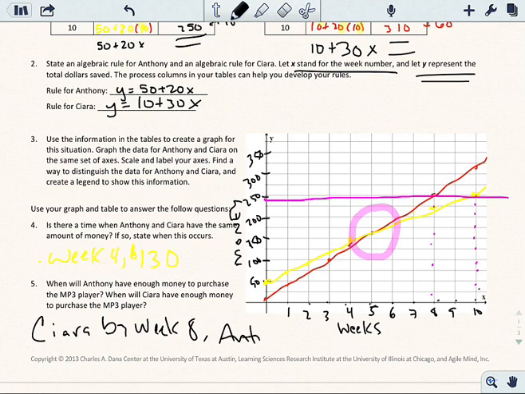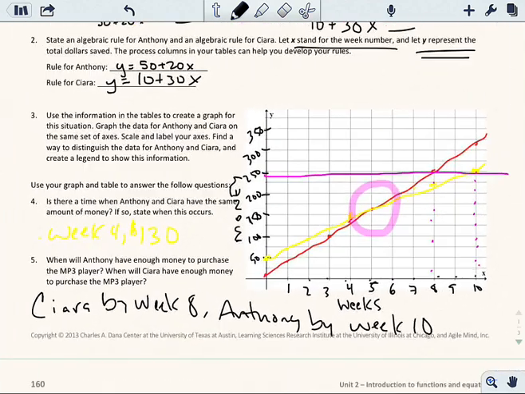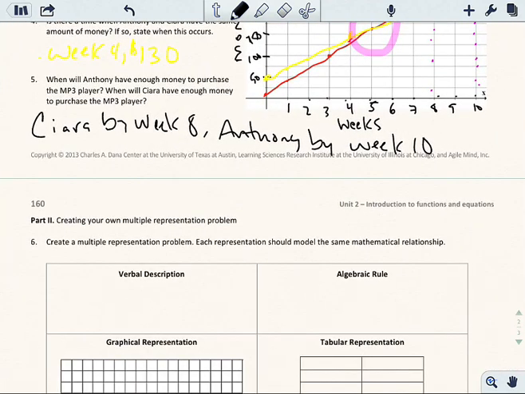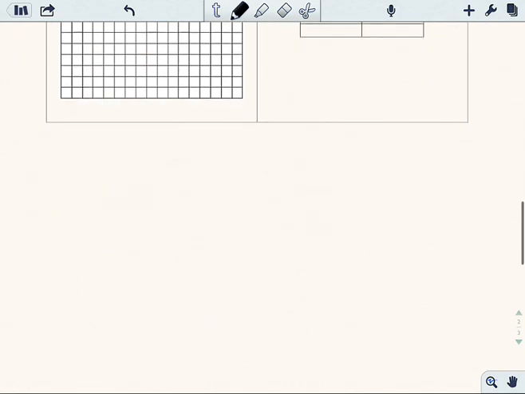And Anthony by week 10. Can you imagine being that dude's brother and she has her MP3 player 2 weeks before you have yours? Oh! Okay. We're going to go ahead and skip that one.